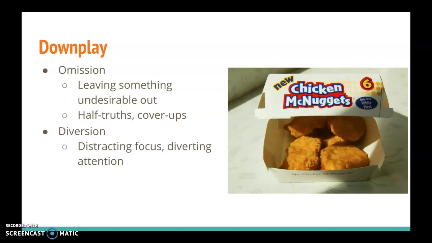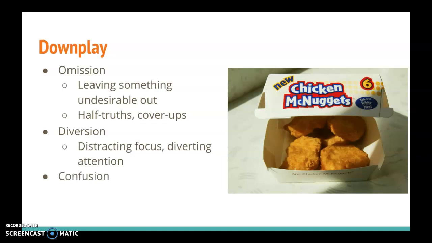We might do this by nitpicking or using the straw man or red herring fallacies. We might use ad hominem or ad populum fallacies. There's lots of different tactics that we can use in order to try to distract our audience's focus and divert them from more important parts of the message.